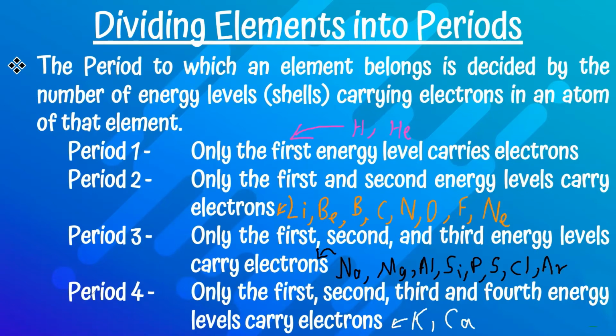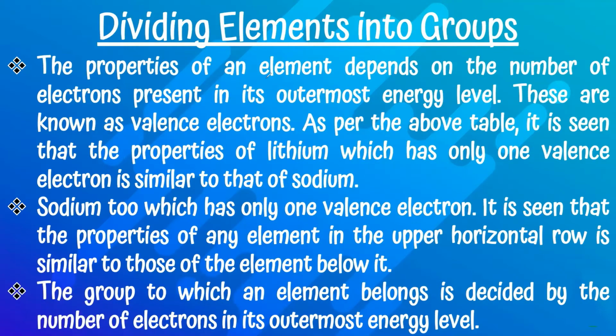Potassium is represented by the symbol K. The meaning of this symbol K is, it's a Greek name, kalium. Dividing elements into groups. The properties of an element depend on the number of electrons present in its outermost energy level. These are known as valence electrons. As per the above table, the properties of lithium, which has only one valence electron, are similar to that of sodium, which also has only one valence electron. The properties of any element in the upper horizontal row are similar to those of the element below it.